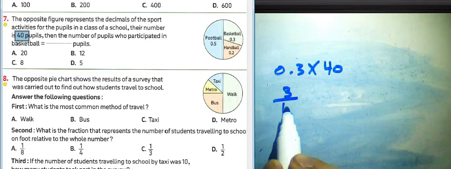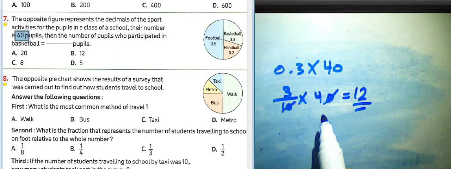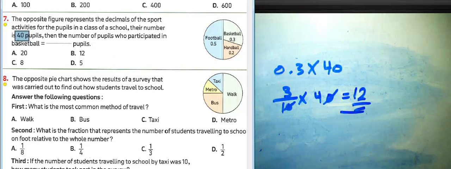0.3 multiplied by 40 is 3 over 10 multiplied by 40. Cancel 0 by 0, and 3 times 4 equals 12. The result will be 12. We must choose letter B for this example. Letter B, okay.